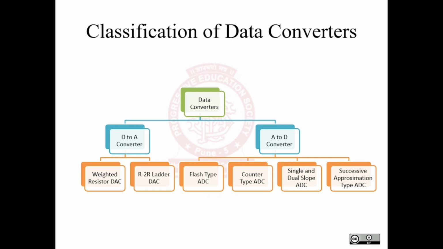Data converters convert one form of data to the other, like a digital form of data to analog and an analog to digital. Data converters are classified into two types, that is D to A converters and A to D converters. Digital to analog converters are further classified into binary weighted resistor DAC and R2R ladder DAC, whereas analog to digital converters are classified into flash type ADC, counter type ADC, single and dual slope ADC, and successive approximation type ADC.